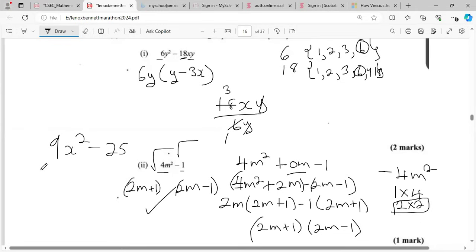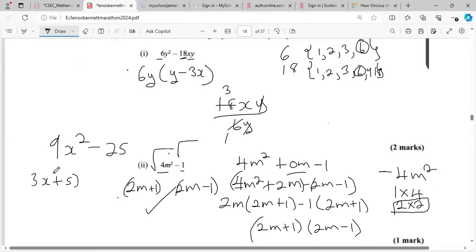Anyone? What would be the factorization? Sir, you want the answer, sir? Yeah, it will be 3x plus 5, then another one will be 3x minus 5.